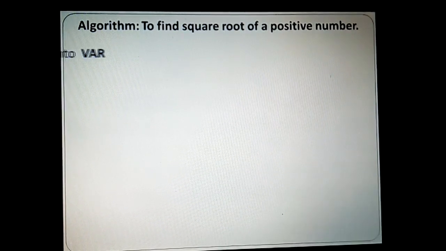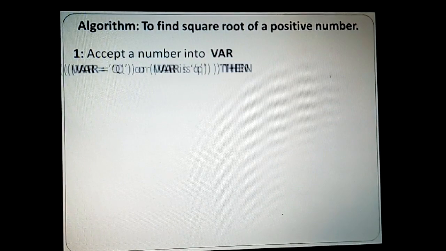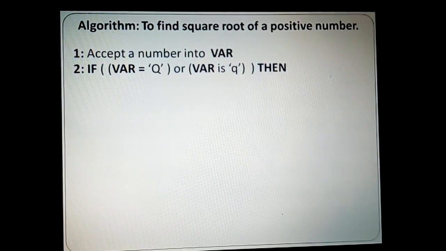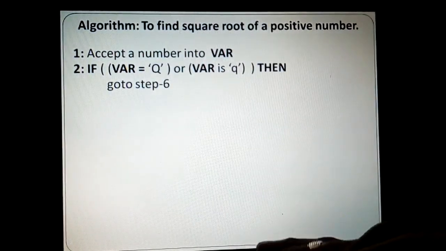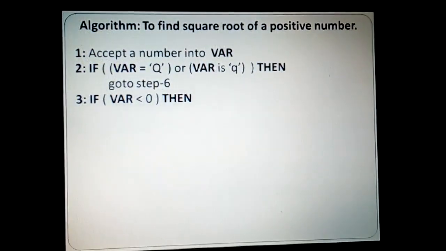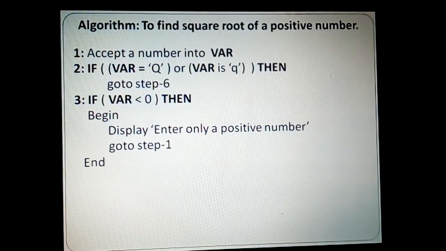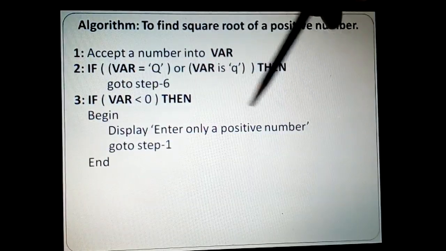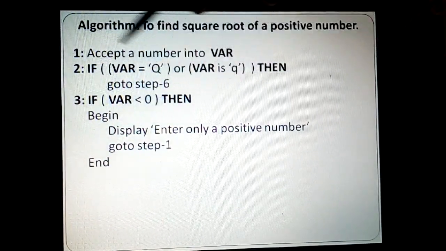The first step is to accept the number into a variable. Let us call that variable var, and then check whether var is equal to small q or a capital Q. If it is true, then go to step 6, which is the end of the program. Otherwise, if var is less than 0, then it is a negative number, and an appropriate message is displayed: enter only a positive number, and go back to step 1. So you can see it is doing nothing, but repeating.